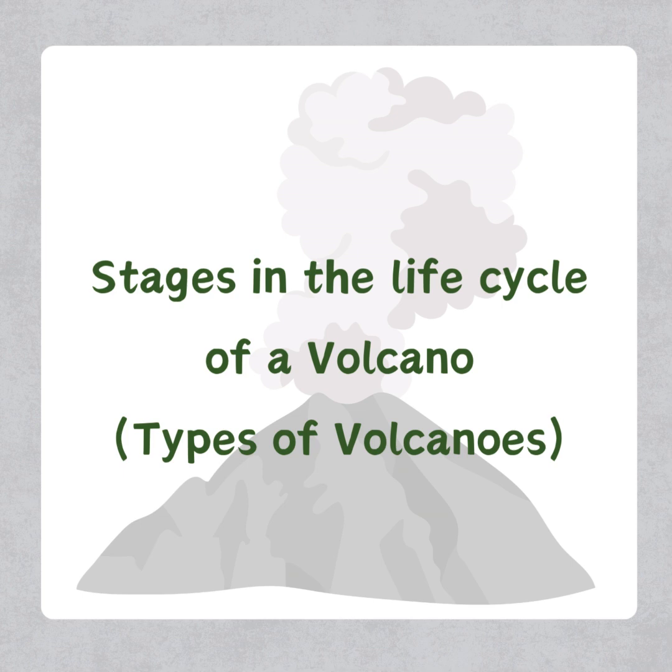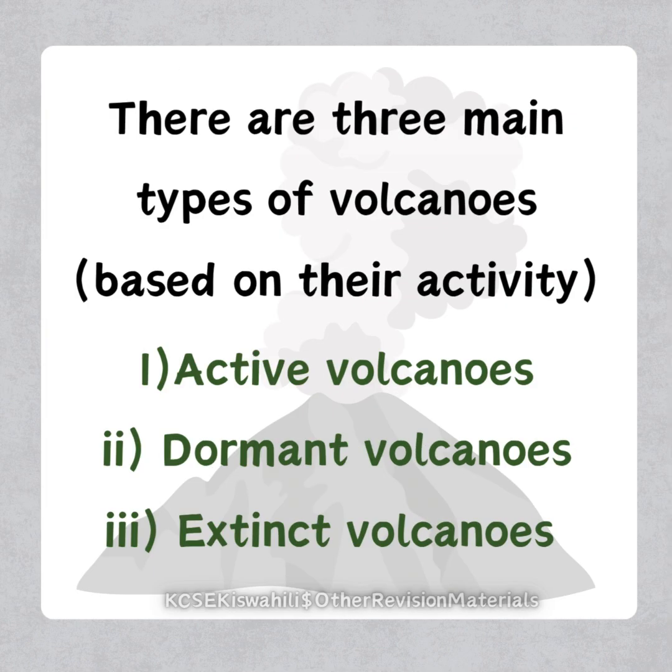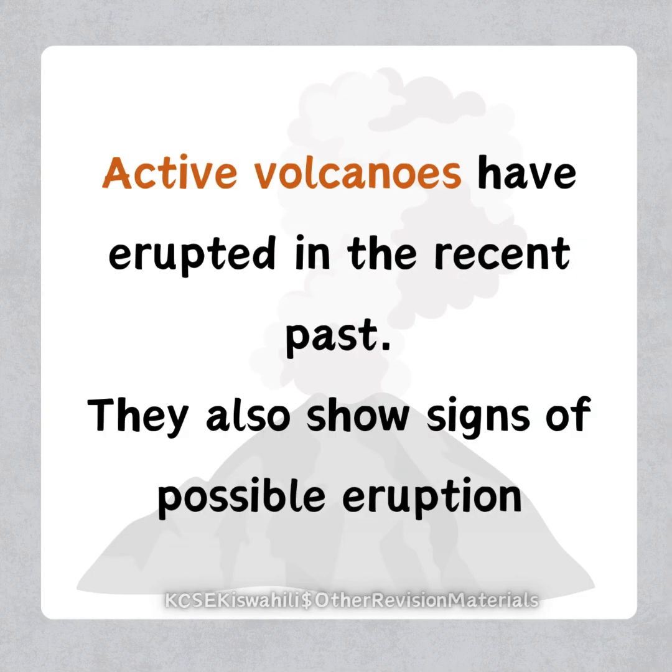Types of volcanoes. There are three main types of volcanoes based on their volcanic activity. These three are active volcanoes, dormant volcanoes and extinct volcanoes. Active volcanoes are those which have erupted in the recent past. They also show signs of possible eruption in the future.